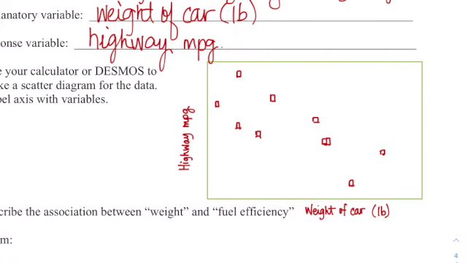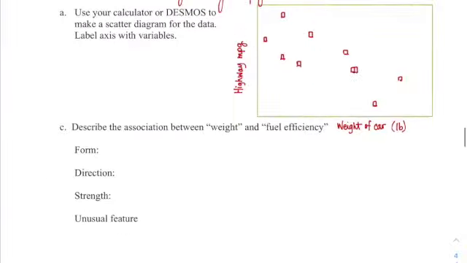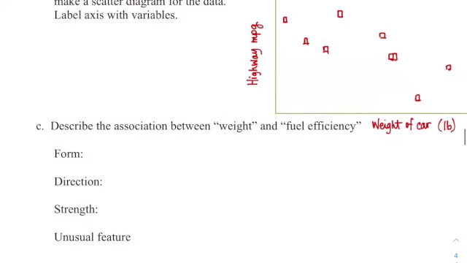Then the next thing is, this is the graph I expect to see. Don't forget, you put the weight of the car, which is pounds, on the x-axis, and the highway miles per gallon on your y-axis. And now that's the answer to the questions. The question says, C, describe the association between the weight and the fuel efficiency in those four things.